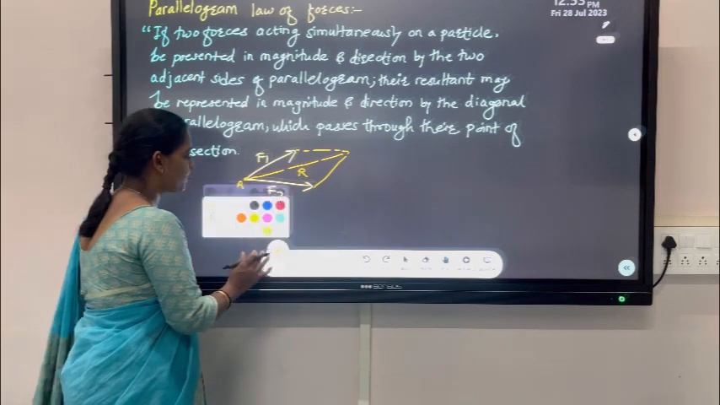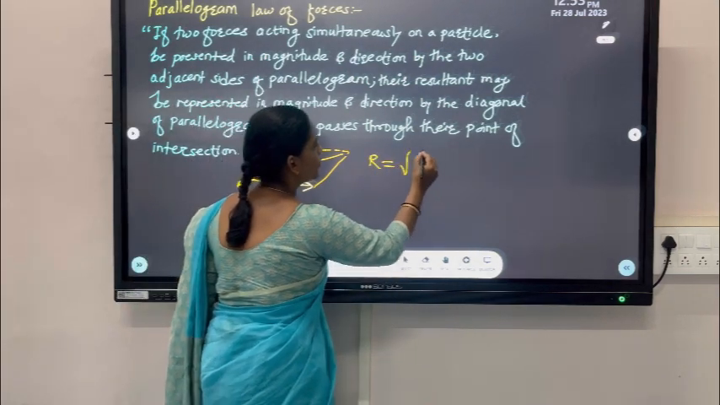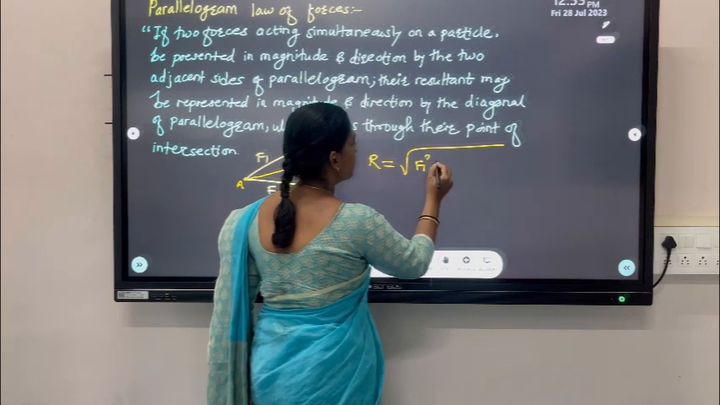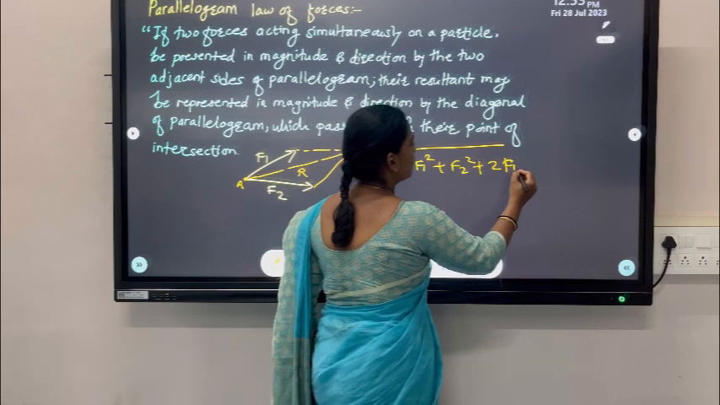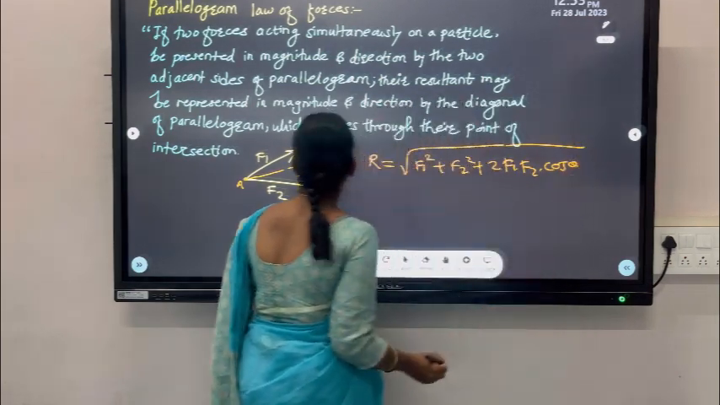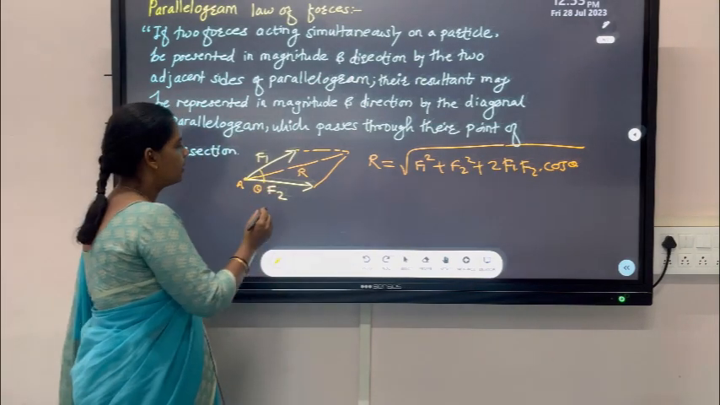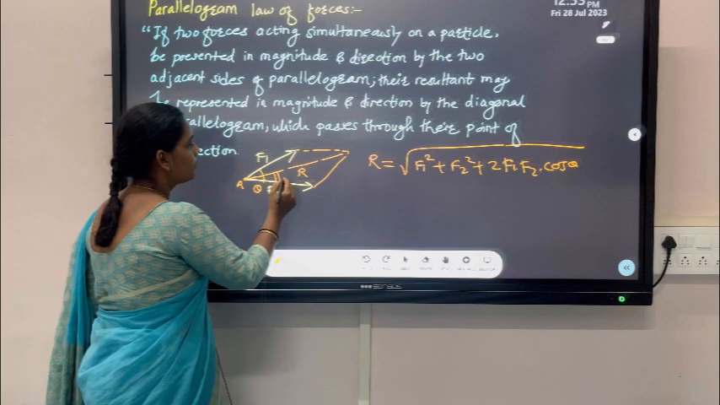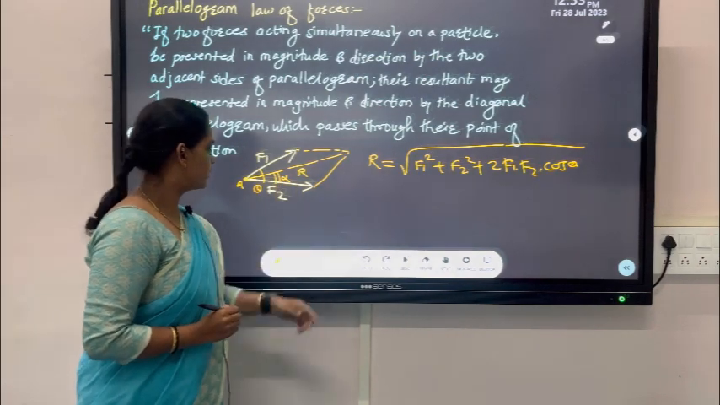What is we have to prove? We have to prove that resultant is equal to under root F1 square plus F2 square plus 2 times F1 into F2 into cos of theta, alright, where theta is the angle between two forces and alpha is the angle in between resultant and one of the force. We will see its derivation.